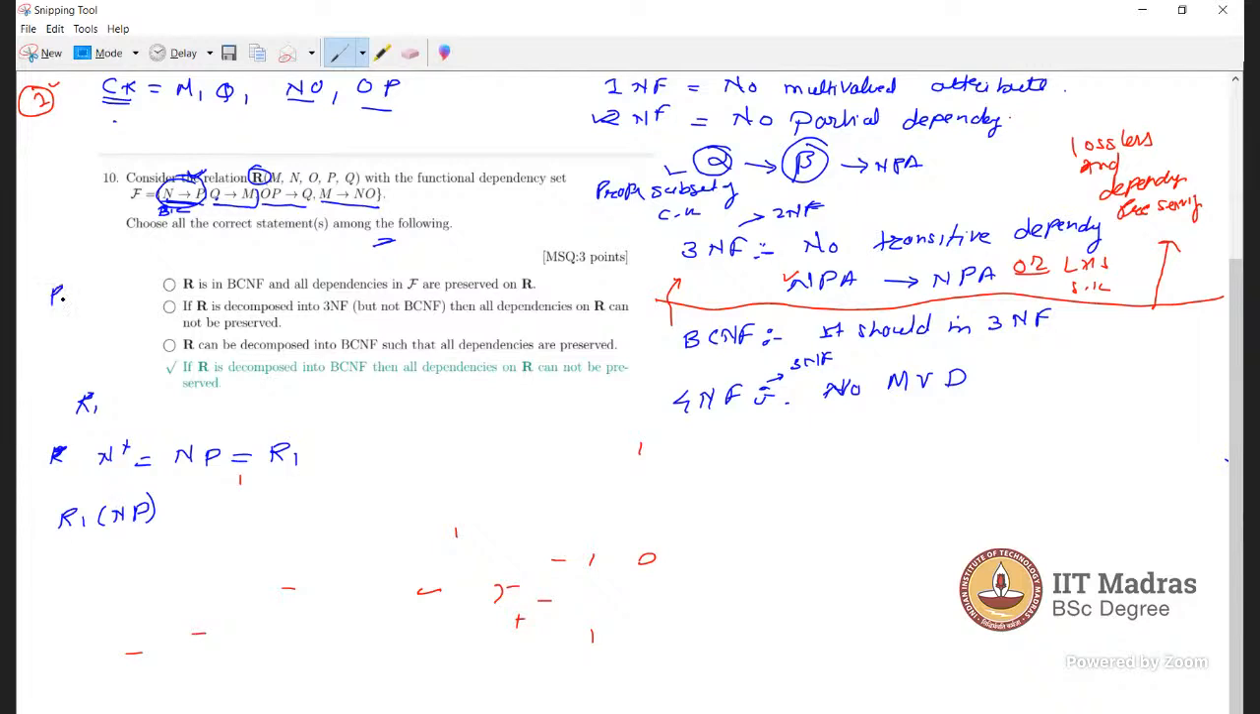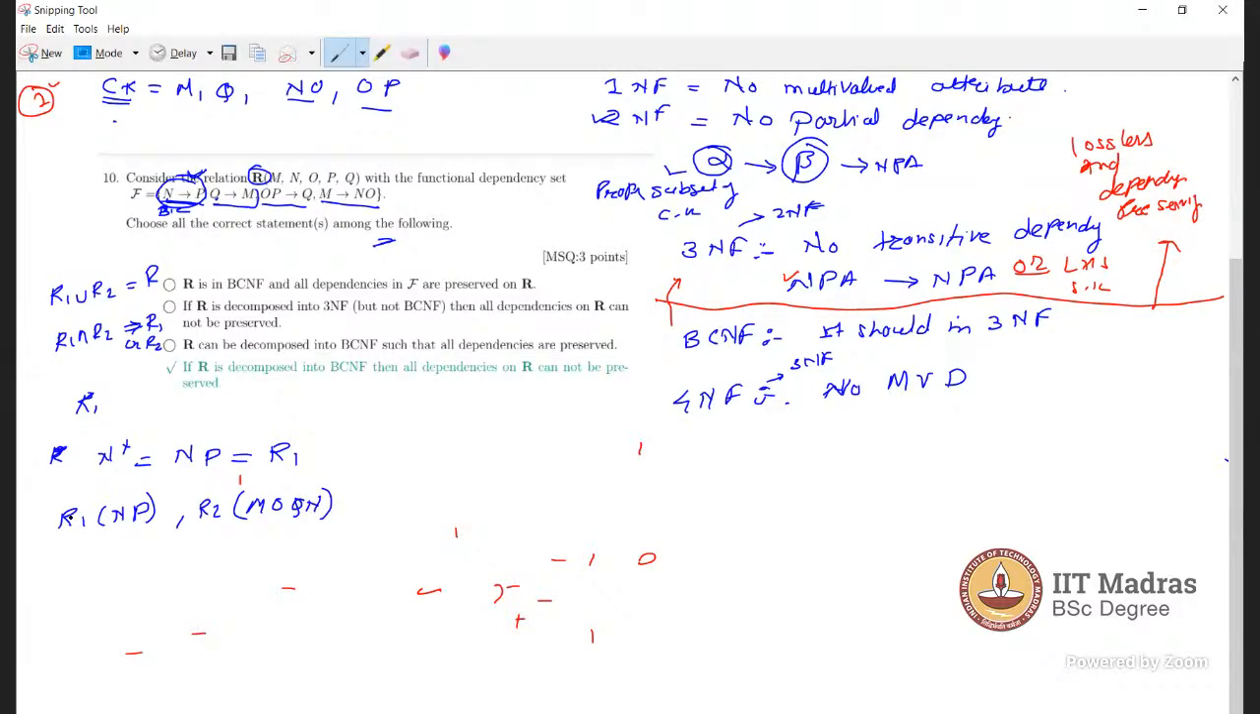So what is the first condition? R1 union R2 must be equal to R, right? So what should be the attributes of R2? Sir, M, O, Q. M, O, Q must be there, right? Another condition was R1 intersection R2 must give us R1 or R2. So here, if we take N as the common attribute, can we get R1? Yes. And instead of N, if I take P as the common attribute, will I get R1 or R2? No, right? So we need to consider N here.